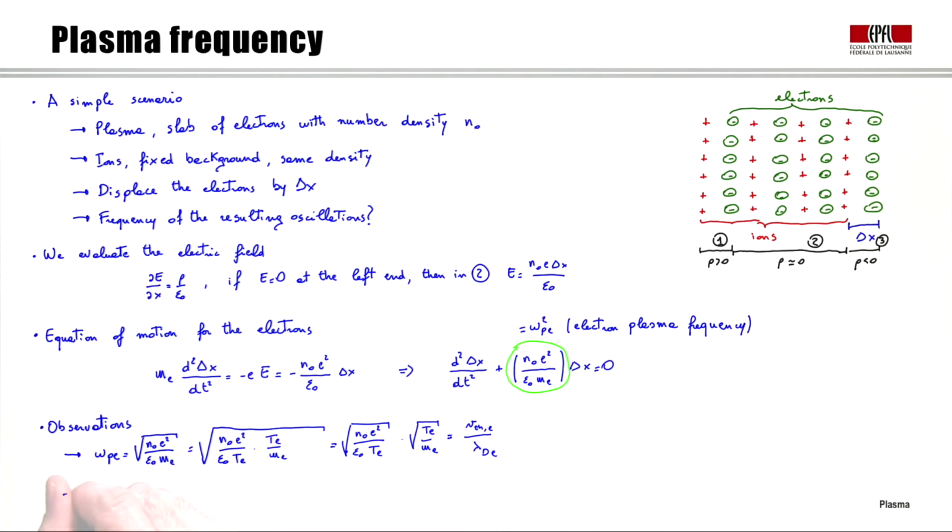Second observation, how much is the plasma frequency? Well, in hertz, the frequency of the plasma oscillation can be written as 8980 times the square root of n0, where n0 has to be expressed in electrons per cubic centimeter.